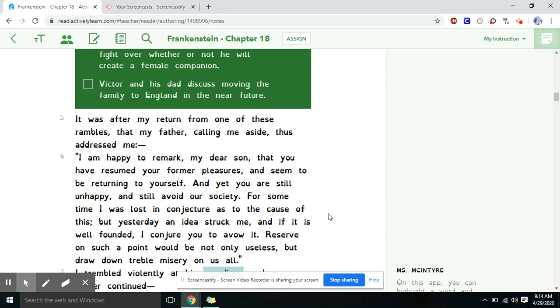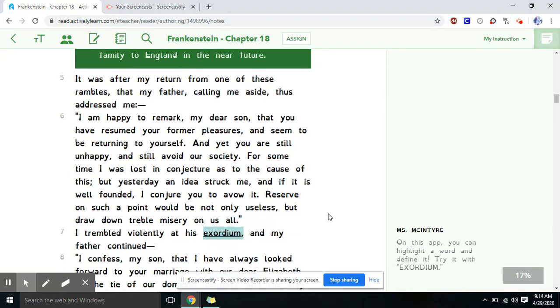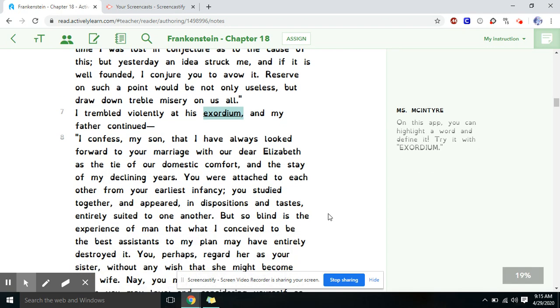Okay, moving on. It was after my return from one of these rambles that my father, calling me aside, thus addressed me. I am happy to remark, my dear son, that you have resumed your former pleasures and seem to be returning to yourself. And yet you are still unhappy and still avoid our society. For some time I was lost in conjecture as to the cause of this, but yesterday an idea struck me, and if it is well founded, I conjure you to avow it. Reserve on such a point would be not only useless, but draw down treble misery on us all. I trembled violently at his exordium, and my father continued.